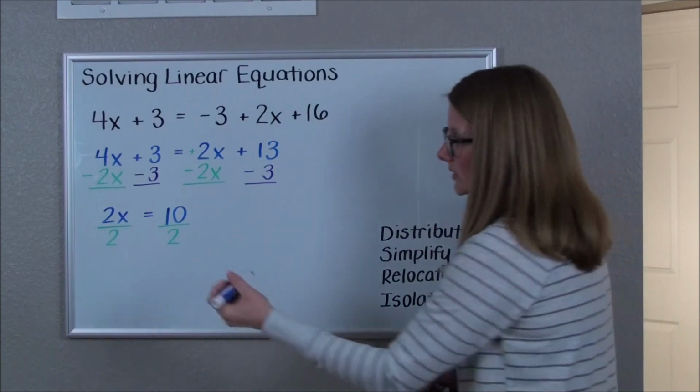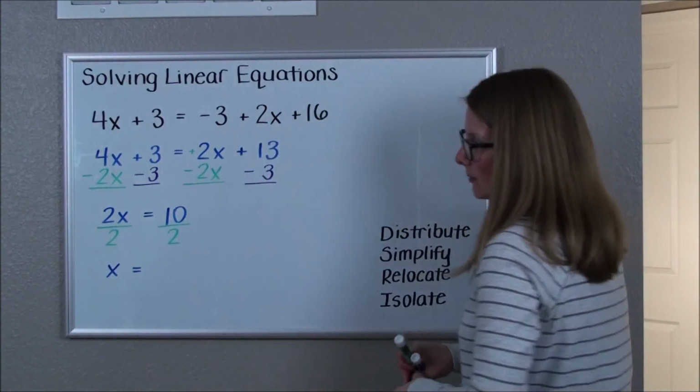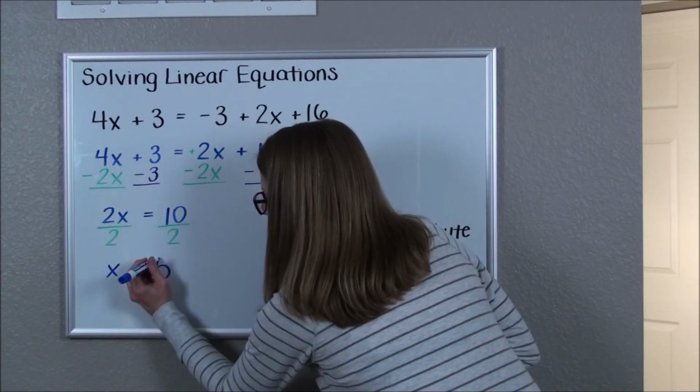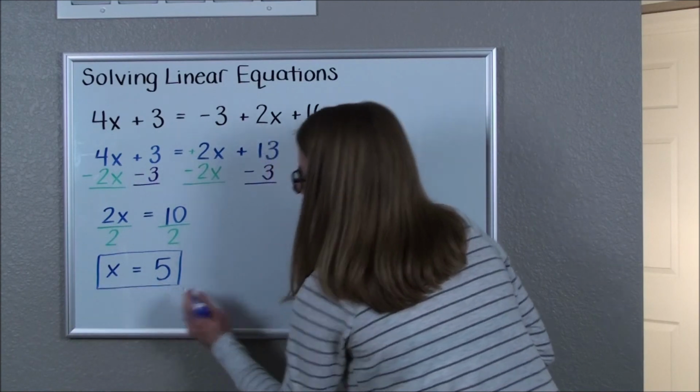So on the left, 2x divided by 2 is x. On the right, 10 divided by 2 will give me 5. And so my solution is x equals 5.